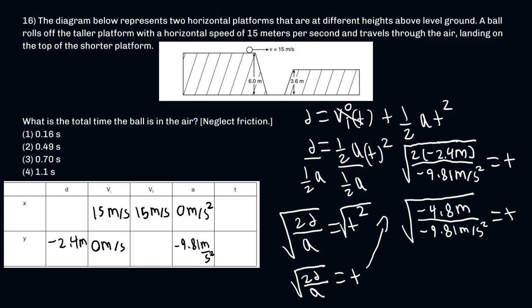4.8 divided by 9.81 ends up as 0.489. So the square root of 0.489, and that will be seconds squared. My meters cancel out, and my seconds squared is under the square root, equal to my time. Take the square root of 0.489 in your calculator, and you should end up with 0.699, which is 0.7 seconds, equals my time.